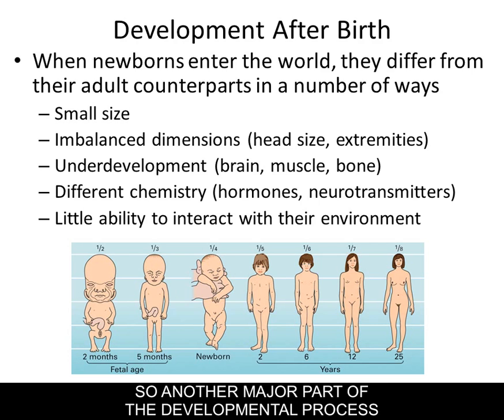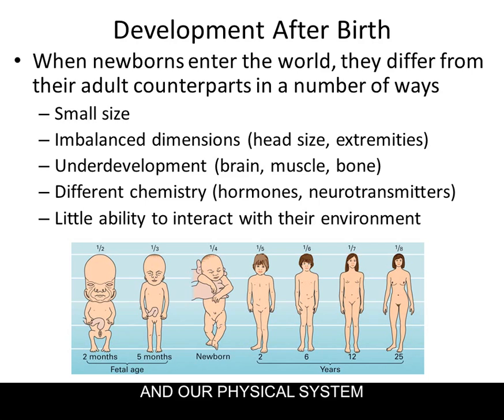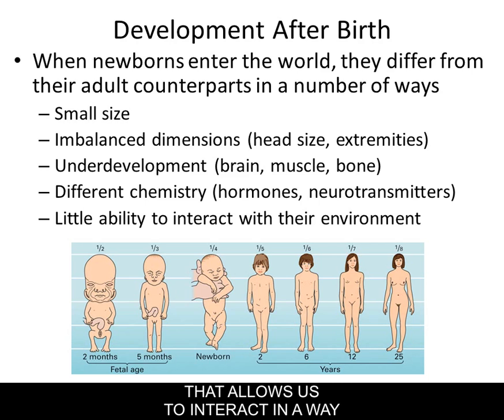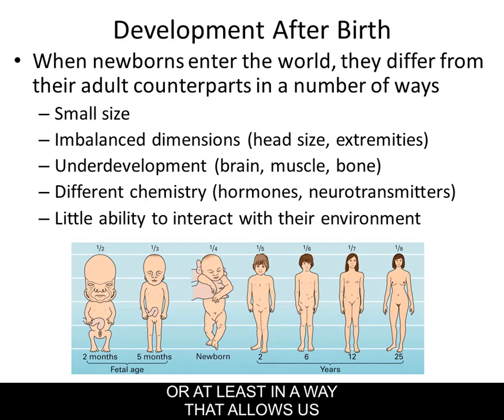So another major part of the developmental process is the development of our nervous system and our physical system that allows us to interact in a way that we would like to interact with our world, or at least in a way that allows us to interact with our world efficiently.